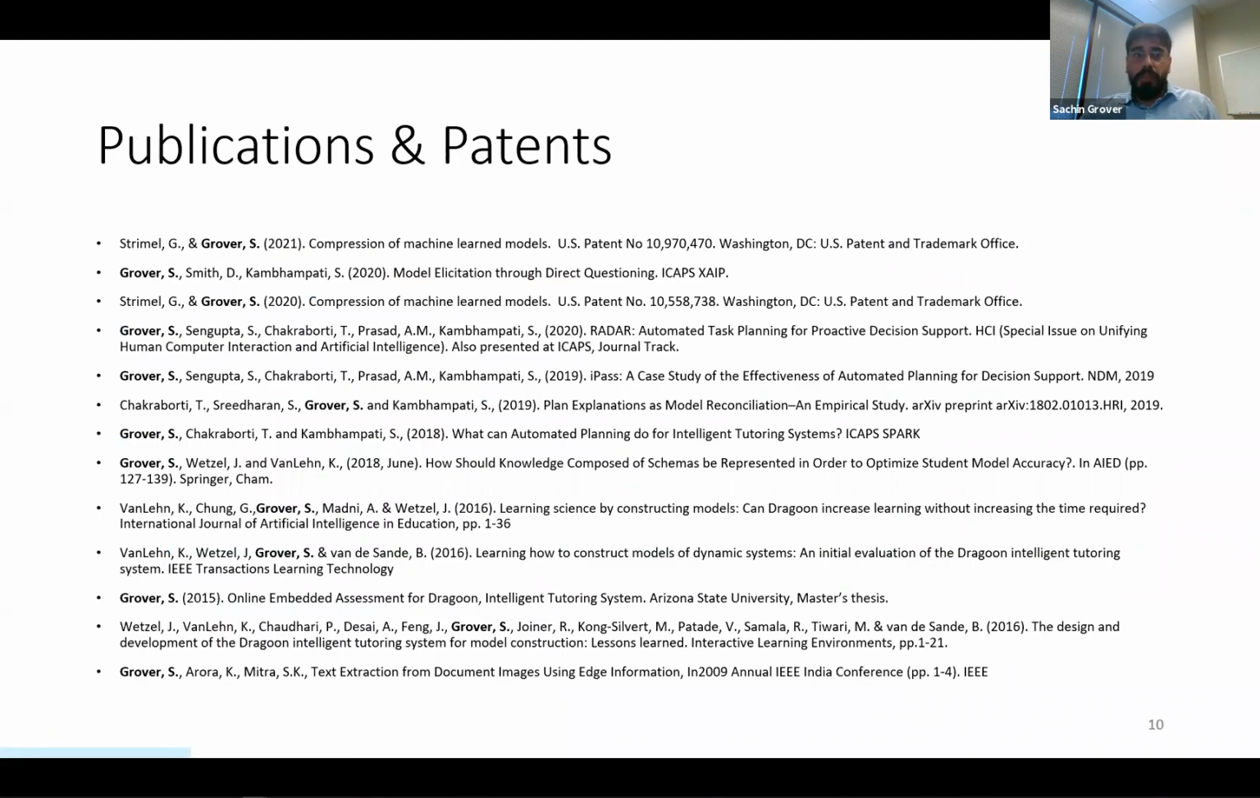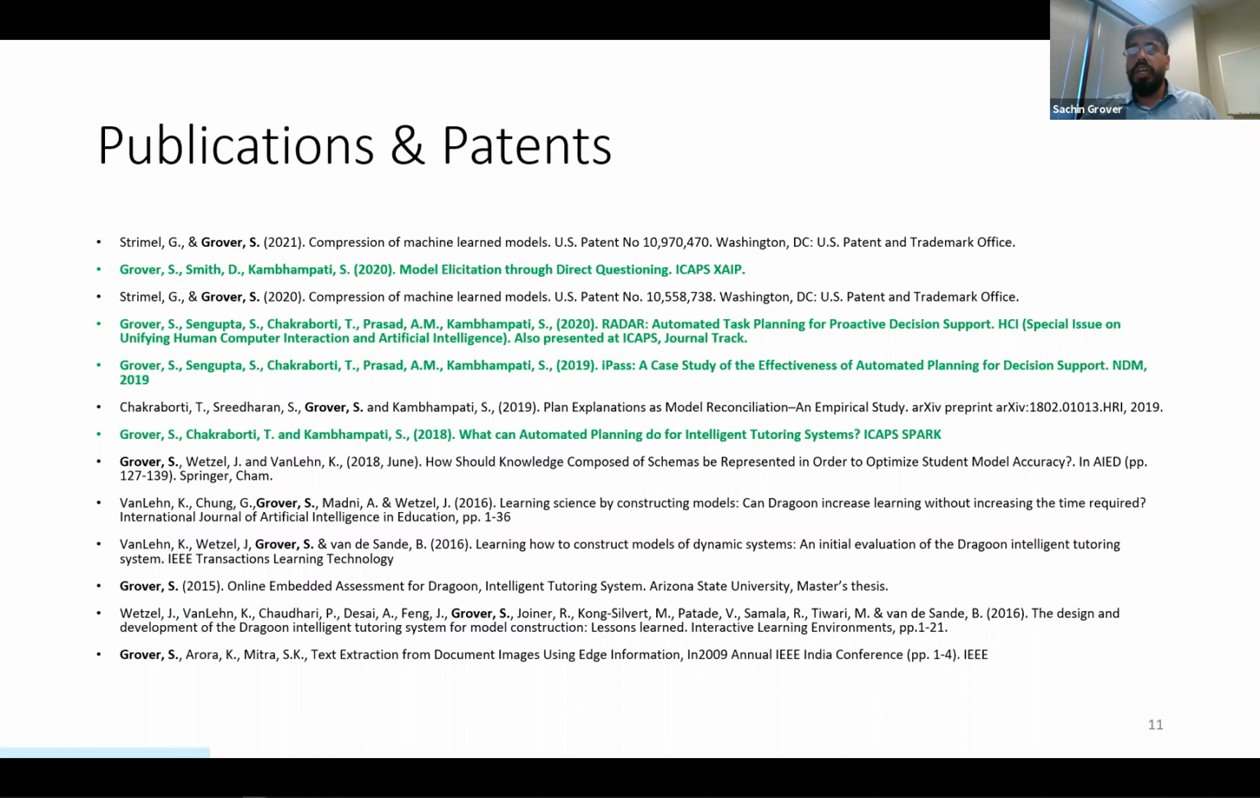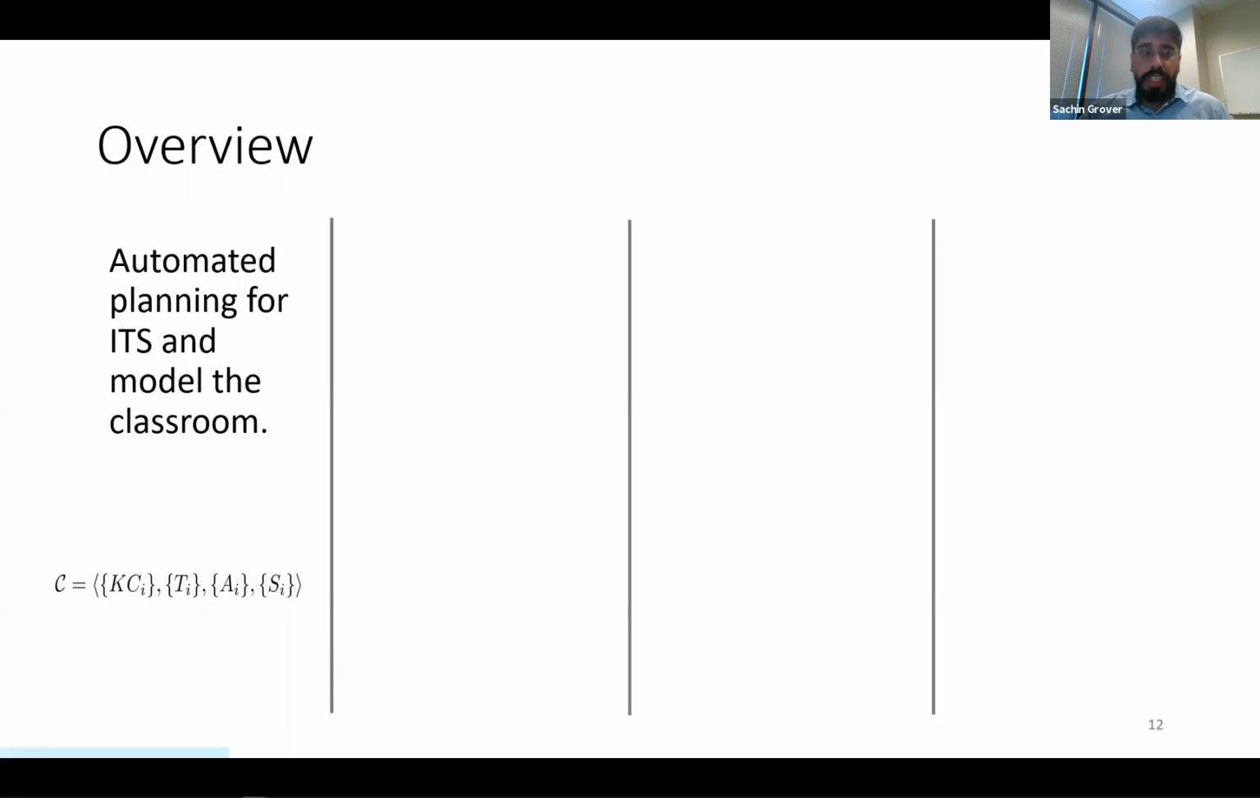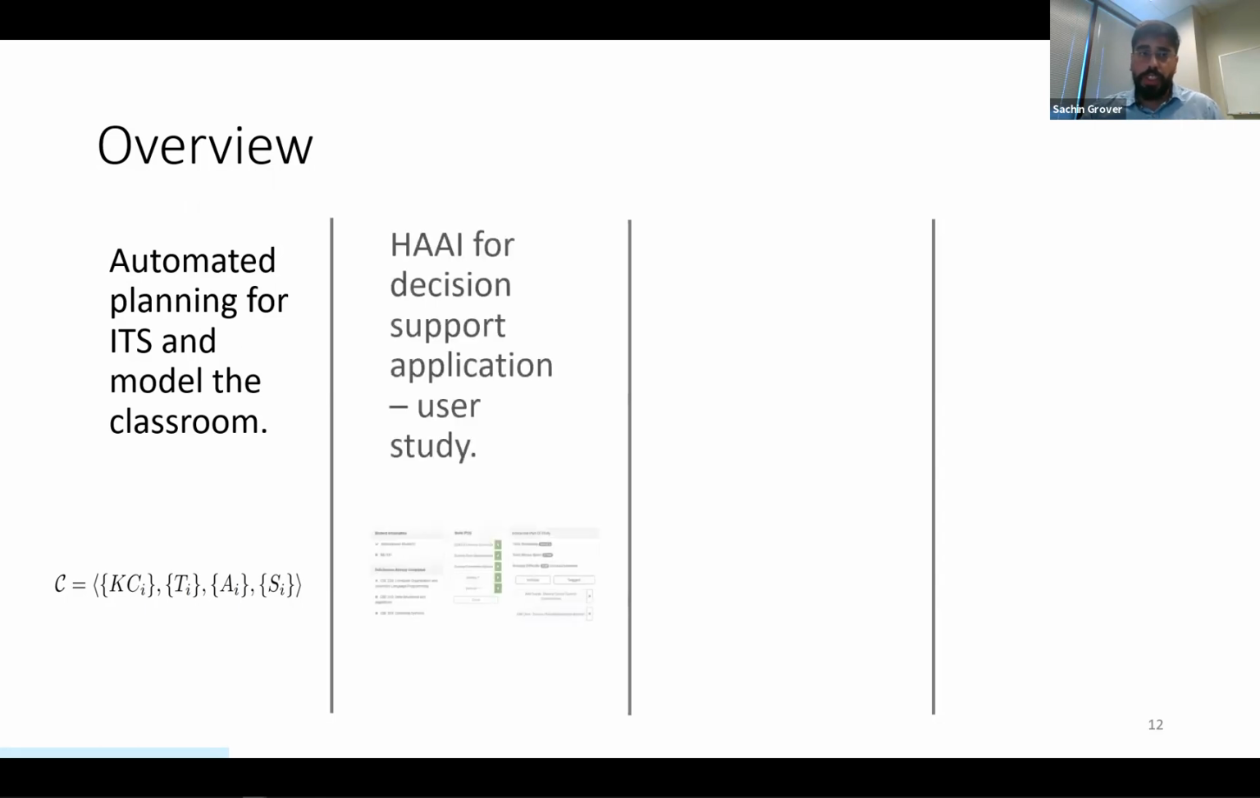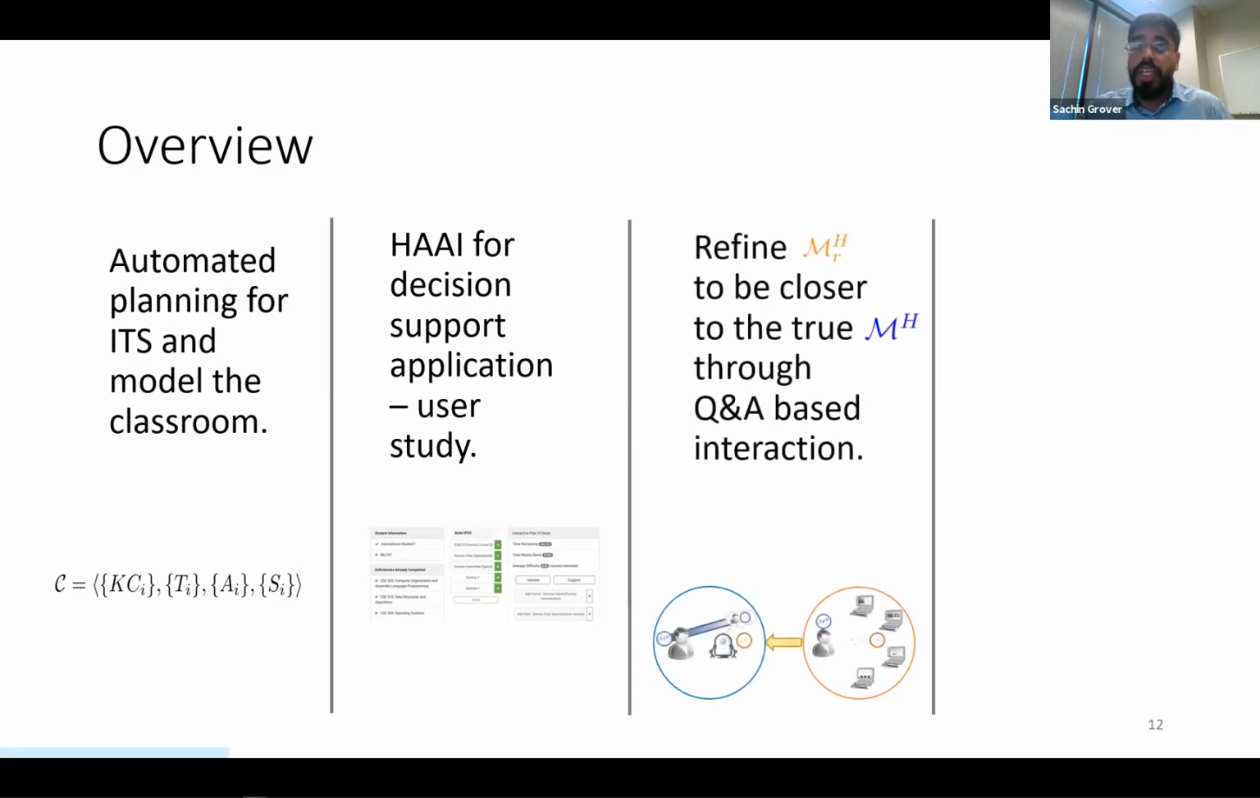This has led to some publications, a few of which I will be talking about in this proposal. To give an overview, first I'll talk about how automated planning and human-aware AI techniques can be used for modeling the classroom and applied to intelligent tutoring systems. Then I will extend it to decision support, where the robot would be assisting the user. I will use this to create a user study to evaluate the effectiveness of these techniques.